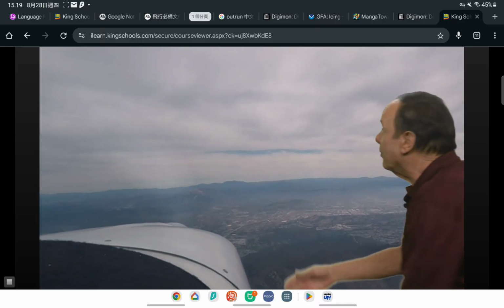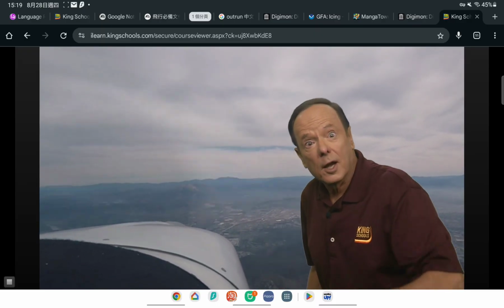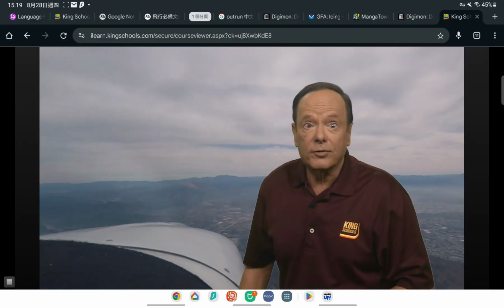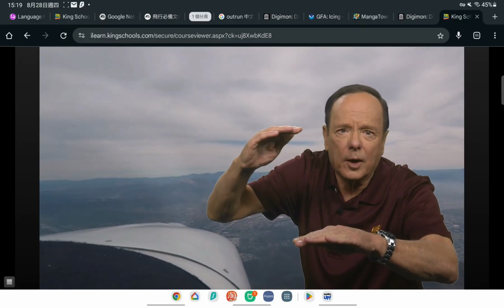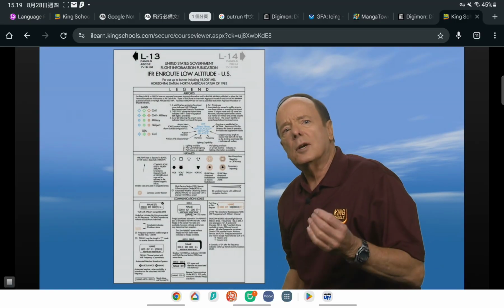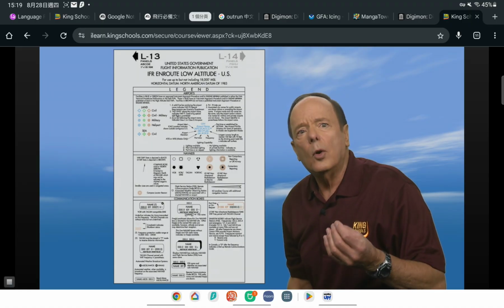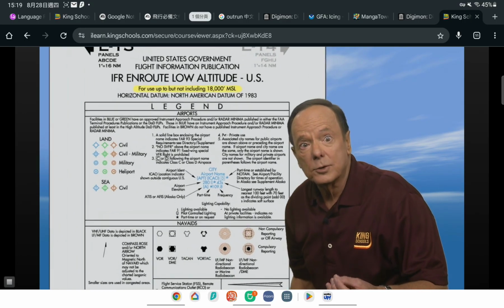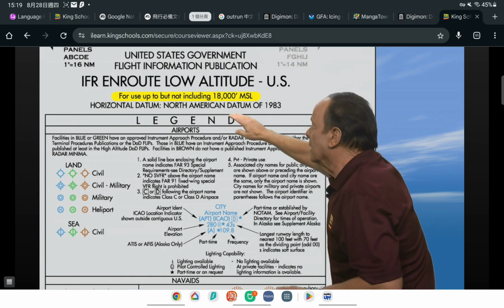Now let's talk about the airways that you'll be flying as an instrument pilot. First, airways for IFR flight are divided into low altitudes and high altitudes. We'll start with low altitudes. Now, as it says on the legend of the IFR low altitude Enroute chart, low altitude airways are available for use up to, but not including, 18,000 feet MSL.